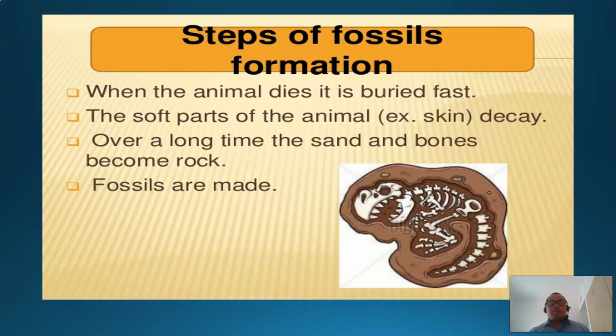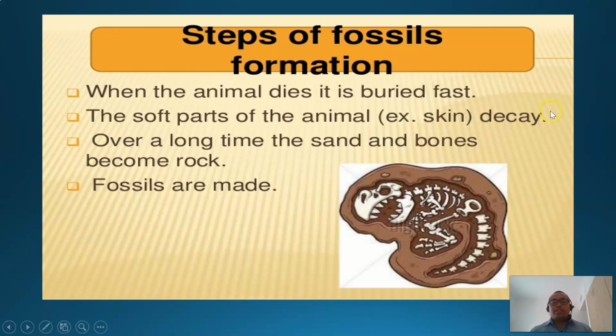Remember, it started when an animal, an organism, died. Then its soft parts like the skin and some of its flesh rotted or decayed. Then it mixed up with sand, and the bones hardened and became rock. And finally, fossils are made.